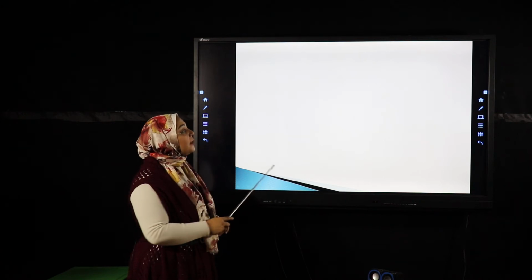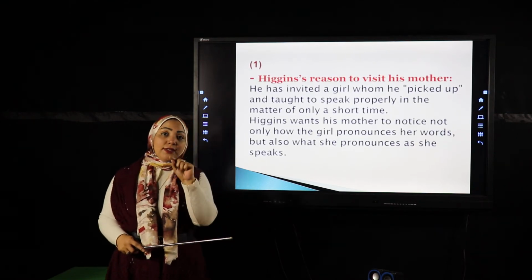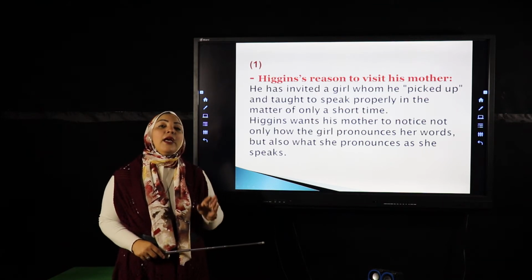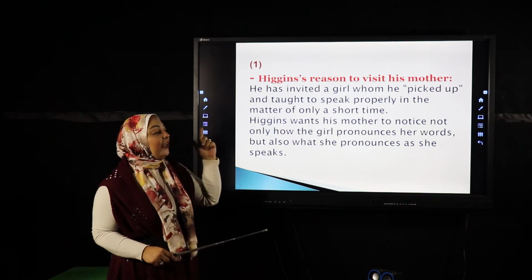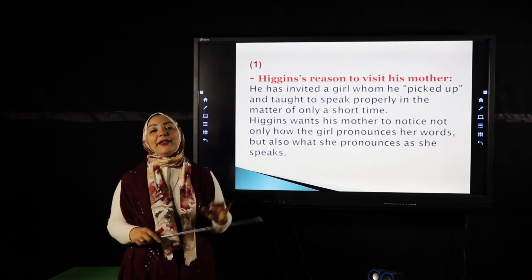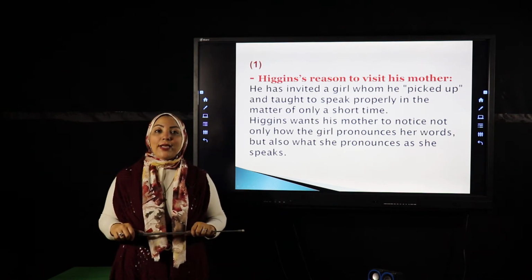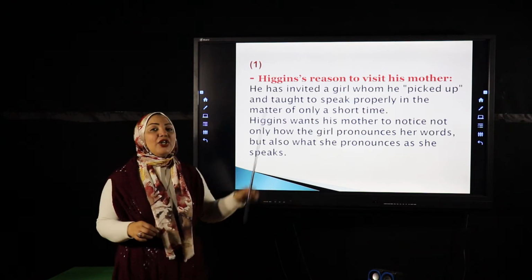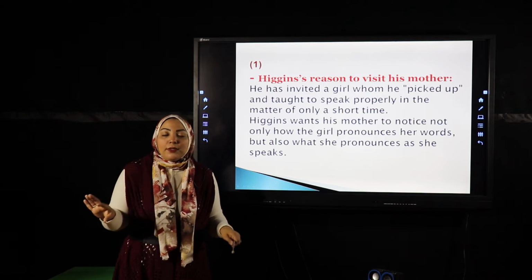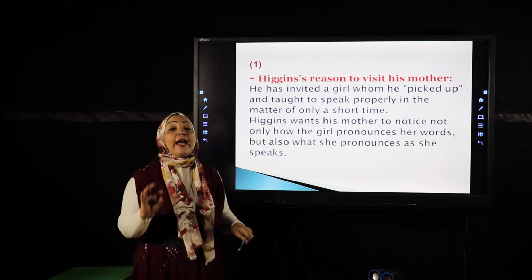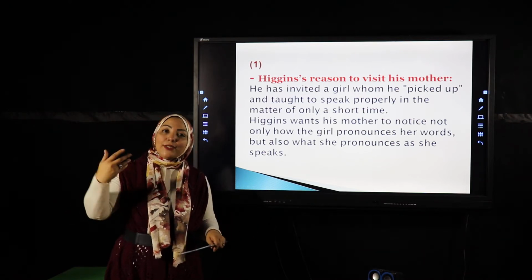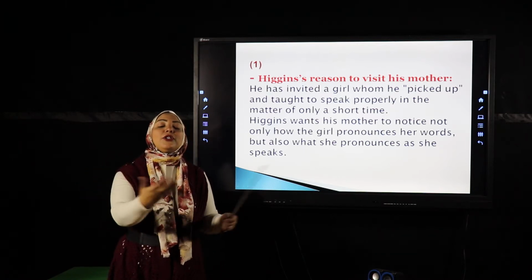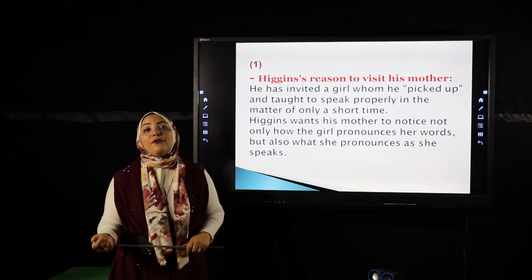So, what was the reason for Professor Higgins' visit to his mother? Actually, he told his mother that he had invited a girl to come to her house. What is that girl? She is a girl that he picked up. It means he simply got her from the street, and he taught her or gave her some lessons, and he wanted the girl to make her first performance in front of his mother.